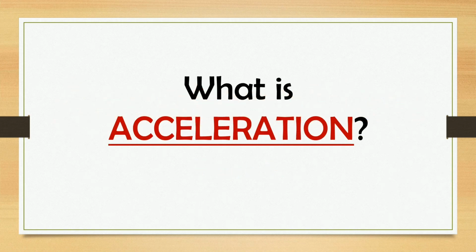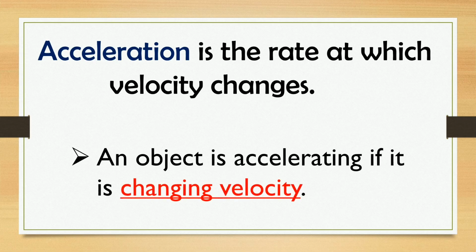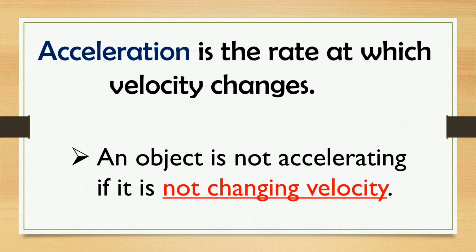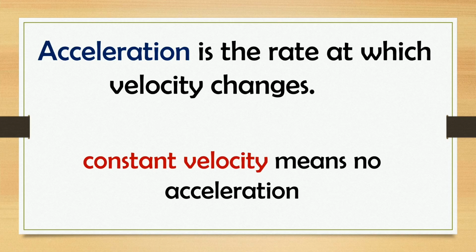What is acceleration? Acceleration is defined as the rate at which velocity changes. This tells us that an object is accelerating if its velocity is changing. On the other hand, the object is not accelerating if it's not changing velocity. That is, a constant velocity means there is no acceleration.